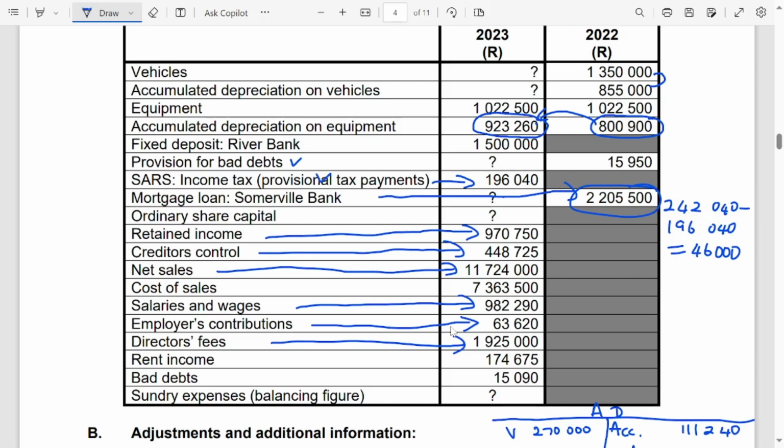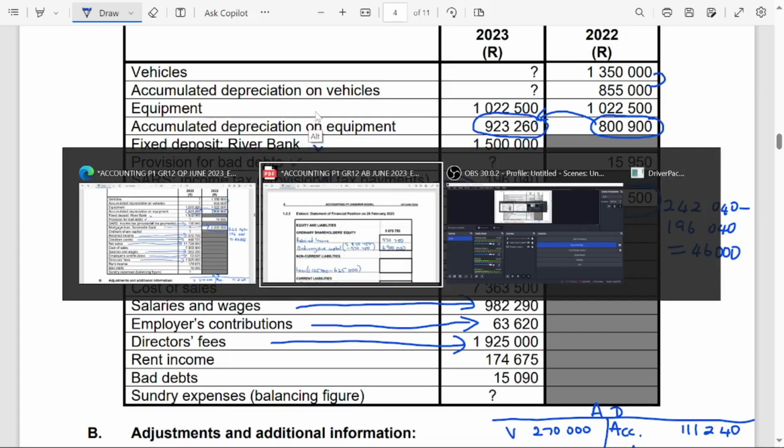Provision for bad debts. We were going to use it if we were doing the trade and other receivables under current assets, but we're not doing them. Fixed deposit, we're not doing it. So we are done. Let's go into the totals.